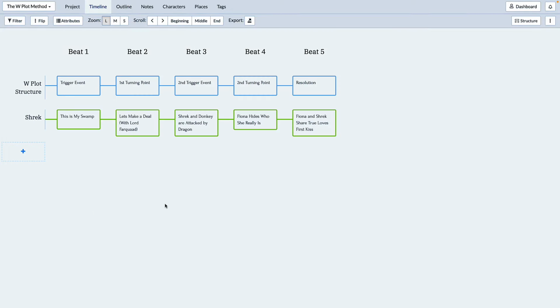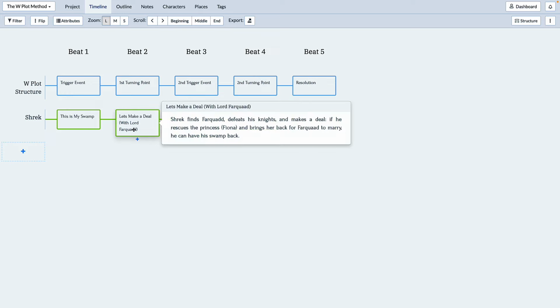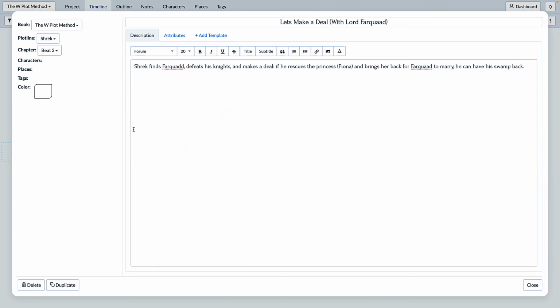Okay, so things go down from there, but then Shrek has a solution. His solution is, I'm going to go find Lord Farquaad, and I'm going to get my swamp back. Well, when he goes and finds Lord Farquaad, he defeats his knights, and he makes a deal. If he goes and rescues this princess, Princess Fiona, from a castle, and brings her back for Farquaad to marry, then Farquaad will give him his swamp back.